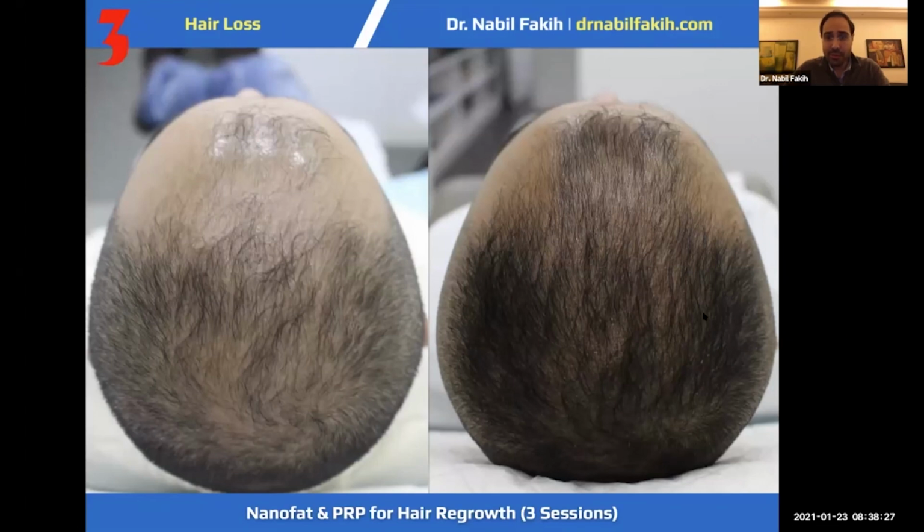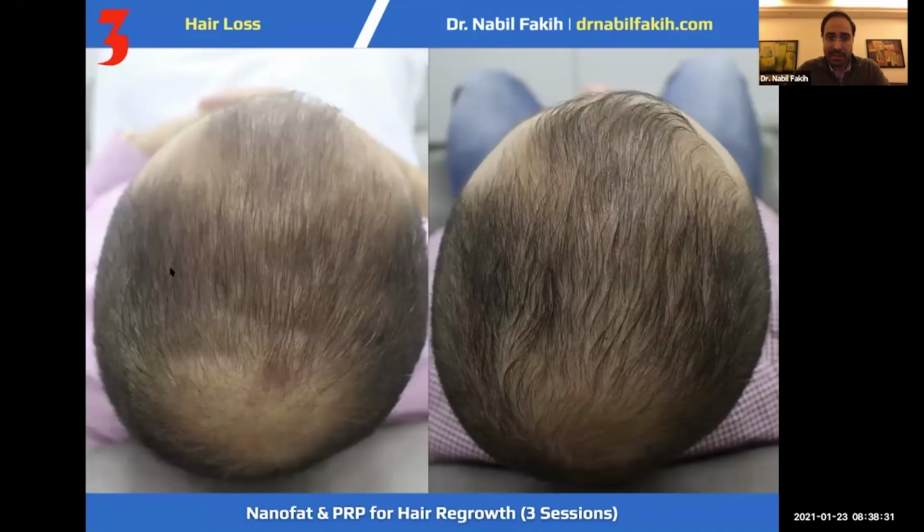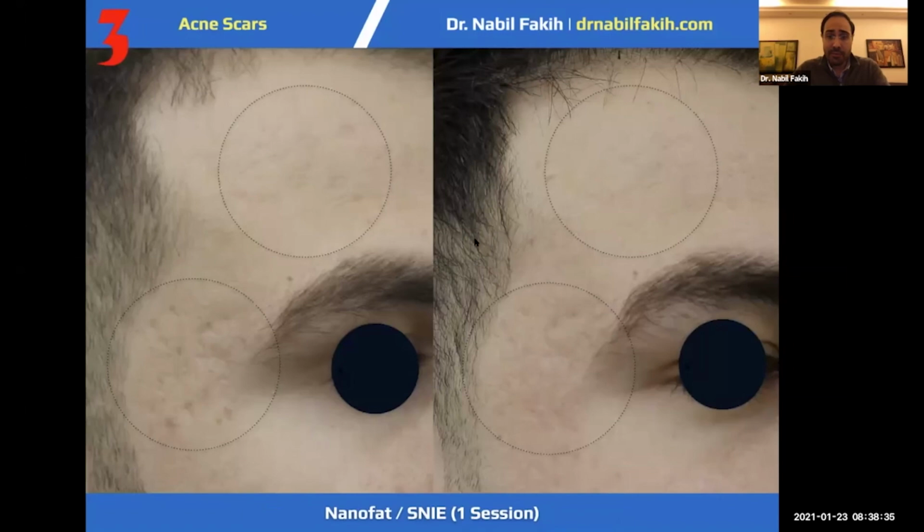For sure, they should maintain their treatments, because as you know, hair loss is a continuing condition. This is a dentist on whom I also did treatment for hair loss. For scars, I did SNIE and NanoFat. You could see the improvement. For sure, this is one session. They may require more. He may also require a bit of SNIF in some areas.